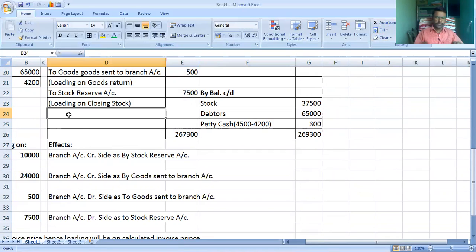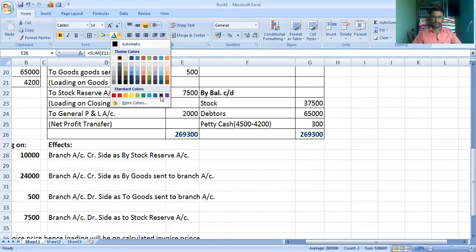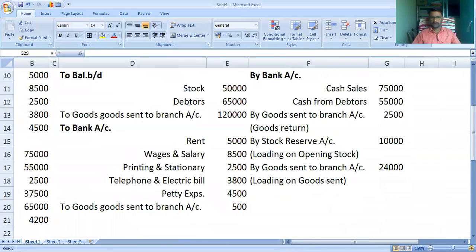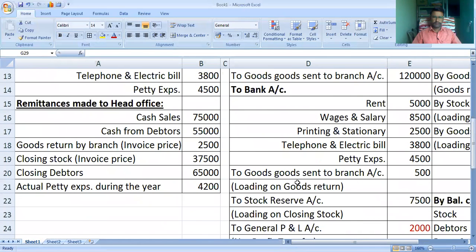It means the difference is the profit to transfer to general profit and loss account, in bracket net profit transfer. Total of credit side minus total of debit side. The difference is 2,000. That is the profit. Now both sides are equal. 2,000 is the profit. This is the question with answer.